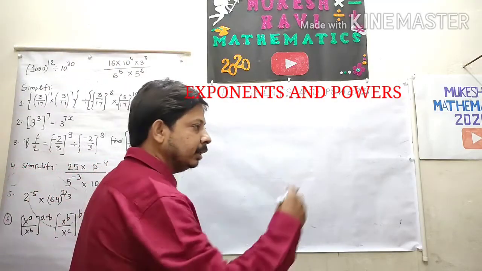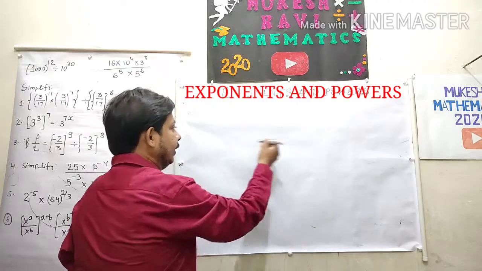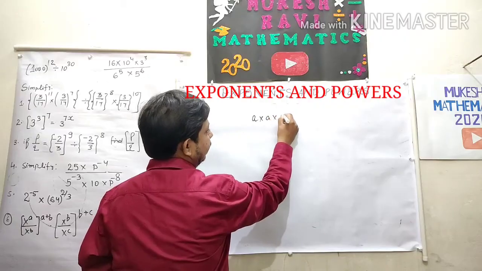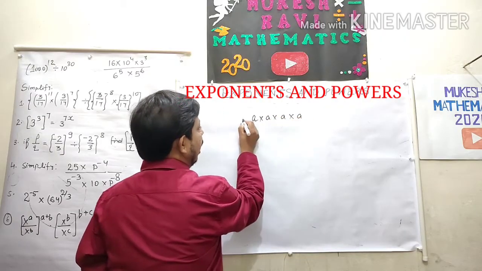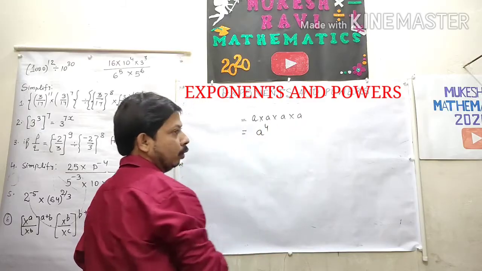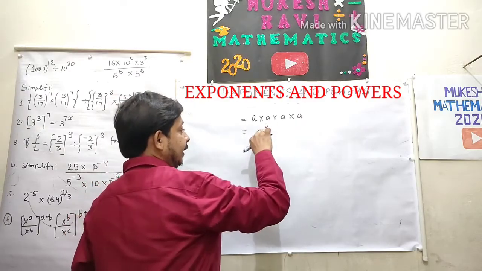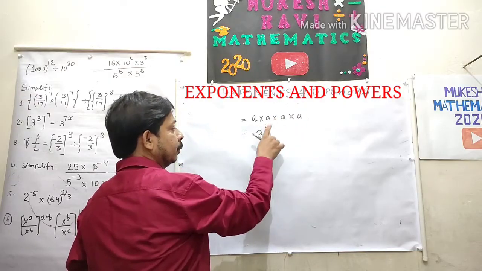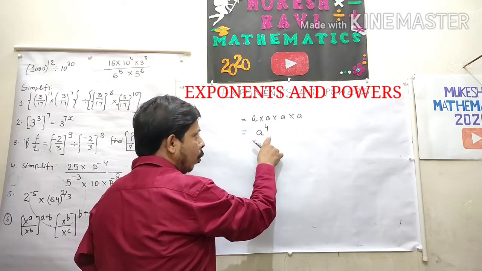First of all, what is the meaning of exponent and power? If I write a multiply by a multiply by a multiply by a, how many times have I written a? 4 times. So a to the power 4. So we can say a occurred 4 times with the positive power 4.